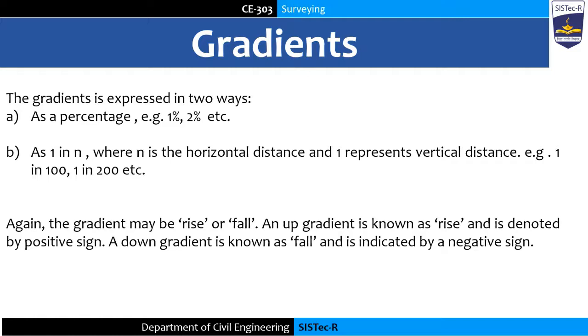Again, the gradient may be rise or fall. अब gradient जो है वो rise भी हो सकता है और fall भी हो सकता है. An up gradient is known as rise and is denoted by a positive sign. A down gradient is known as fall and is indicated by a negative sign. So that is very simple. The rise is taken as positive and the down or the fall gradient is taken as negative.